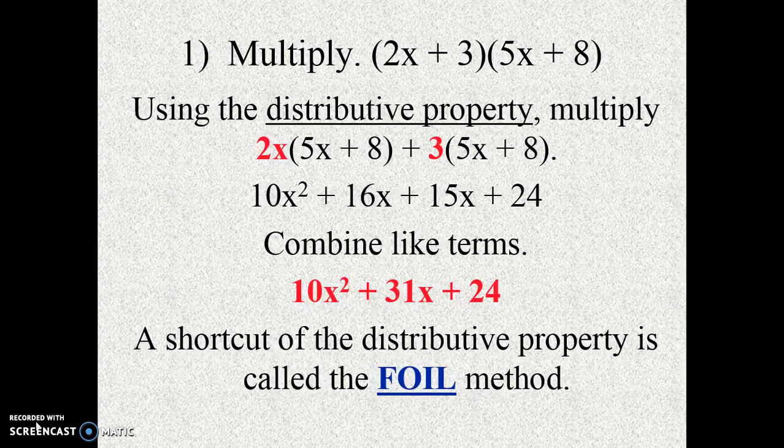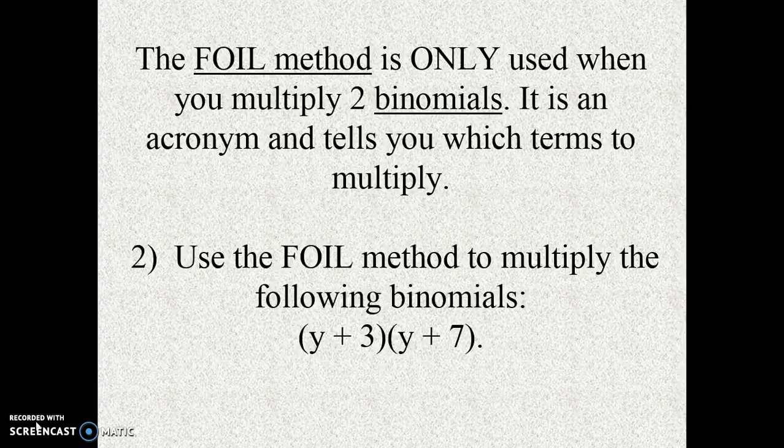A shortcut of the distributive property is called the FOIL method. The FOIL method is only used when you multiply two binomials. It is an acronym and tells you which terms to multiply. Use the FOIL method to multiply the following binomials: y plus 3 times y plus 7.